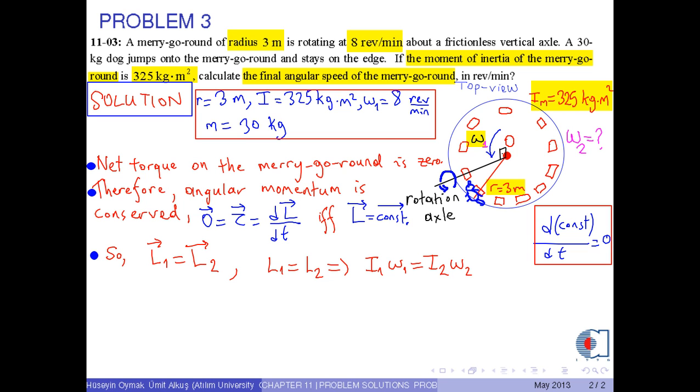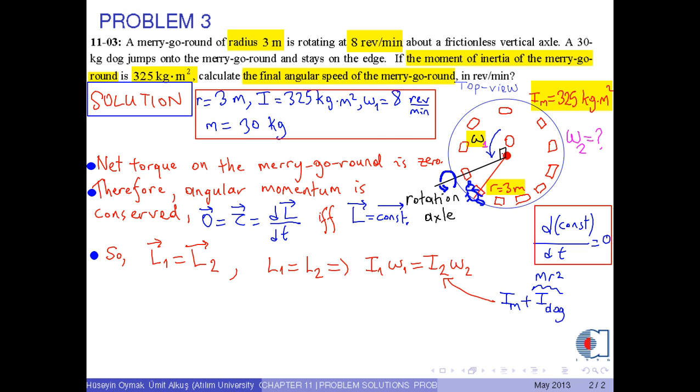Then we write L1 equals L2, and by the expression for angular momentum we write I1 times omega 1 equals I2 times omega 2, where I1 is the initial rotational inertia of the merry-go-round and I2 is the moment of inertia of the total system, that is merry-go-round plus duck system. Namely, I2 equals Im, which is the rotational inertia of the merry-go-round, plus I-duck, which is the rotational inertia of the duck after it jumps onto the merry-go-round. Then it is equal to m times r squared.